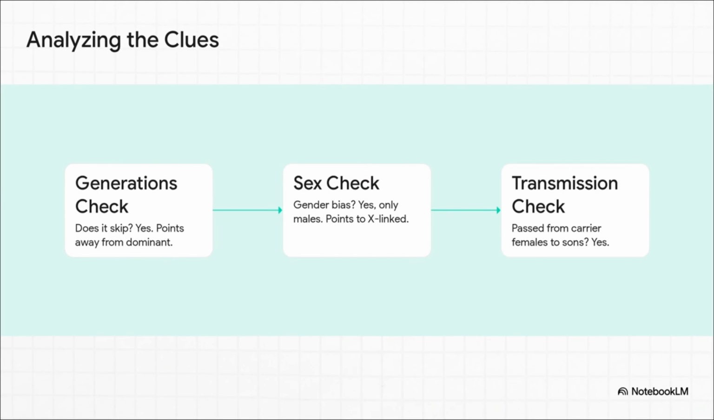First things first, does it skip a generation? Yes, it does. Right away, that tells us it's probably not a dominant trait. Second, is there a gender bias? Oh yeah, a huge one. Only males are affected. That's a massive red flag for something X-linked. And finally, look at how it's being passed down, from carrier mothers to their sons. This is fitting one of our patterns perfectly.